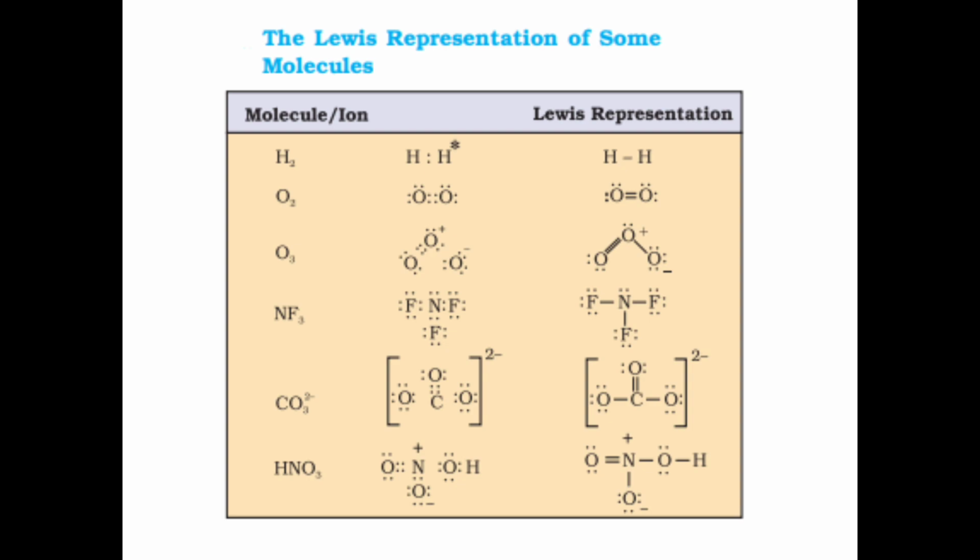Lewis representation of some molecules. The H2 Lewis representation is given here. O2 is given here. Ozone has one double bond and one single bond, with a dative mode. NF3, CO3 2-, and HNO3 are given like this.